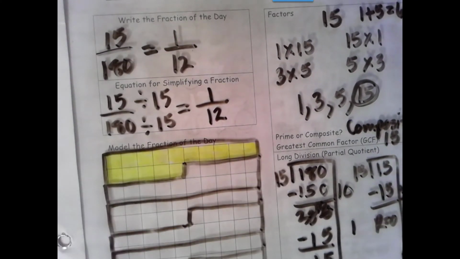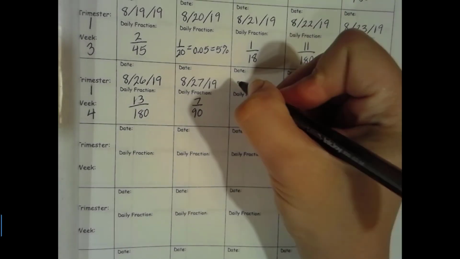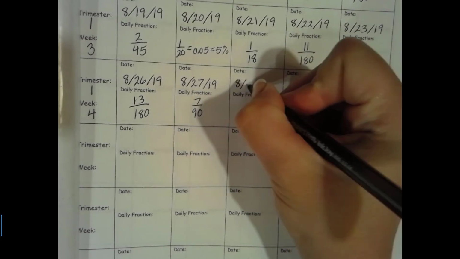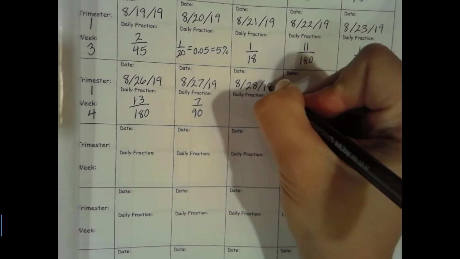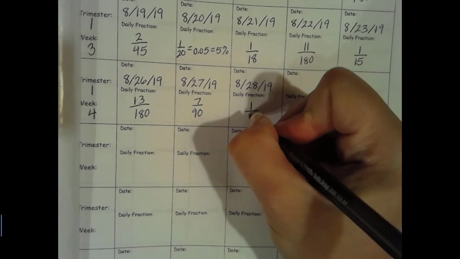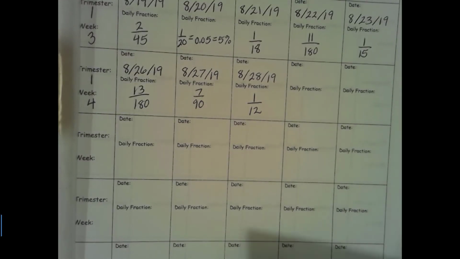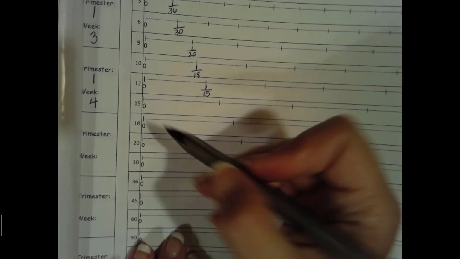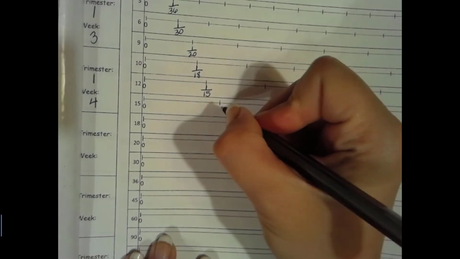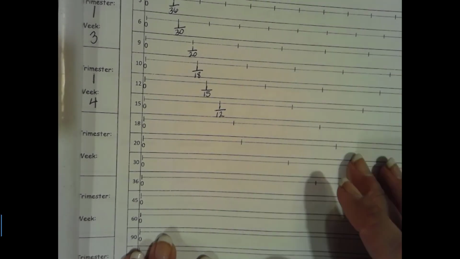Now it's time to write it down in our data collection page. Trimester 1, week 4. Today is 8/28/19, and our fraction for today is 1/12. Let's go ahead and get out our number line. We did groups of 15. Groups of 15. So here we've completed 1 piece out of 12 pieces of 15 days.